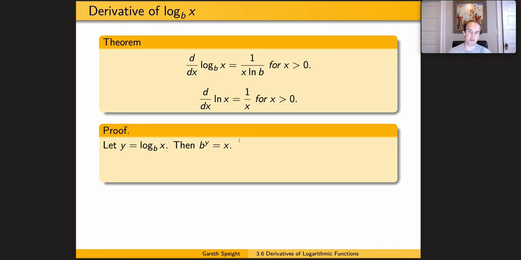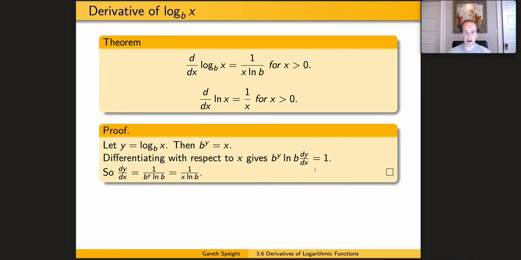So normally the derivative of b to the y would be b to the y ln b, but since we're differentiating with respect to x, we get b to the y ln b times dy/dx. And then on the right side, we differentiate the x to get 1. Okay, we solve for dy/dx. We get dy/dx, just moving things over and dividing, is 1 over b to the y ln b. But we remember that b to the y was supposed to be equal to x. So we can get an answer in terms of x, and it's 1 over x natural logarithm of b, exactly as we said, and that's how to get the first formula.